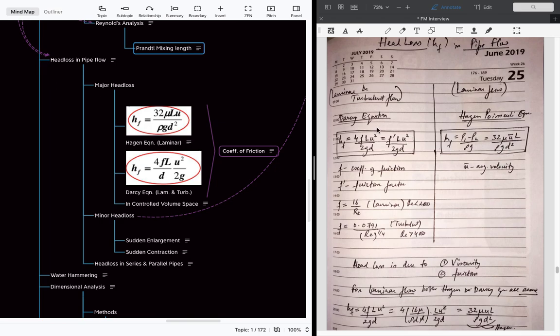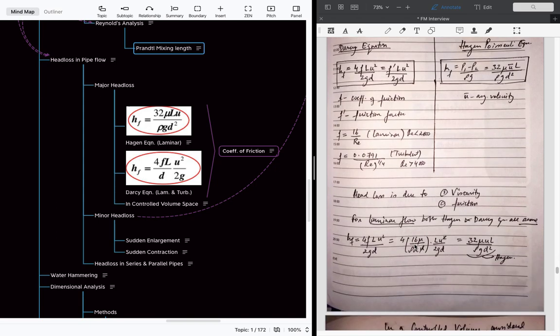And the Darcy equation gives a general formula for both laminar as well as turbulent flow, which is 4 times the coefficient of friction f times length times u squared by 2 g d. The coefficient of friction for laminar flow is 16 by the Reynolds number, where the Reynolds number is less than 2000. And for turbulent flow it is 0.0791 times Reynolds number to the power minus 1 by 4. Okay. So head loss is basically due to the viscosity as well as the friction.